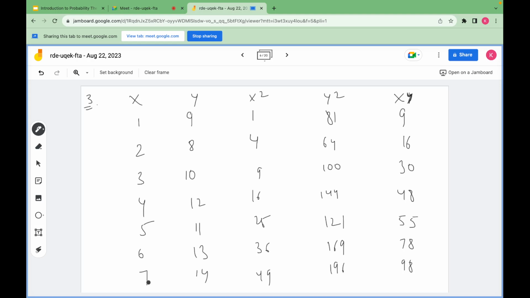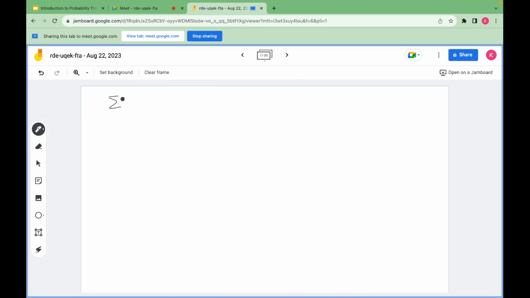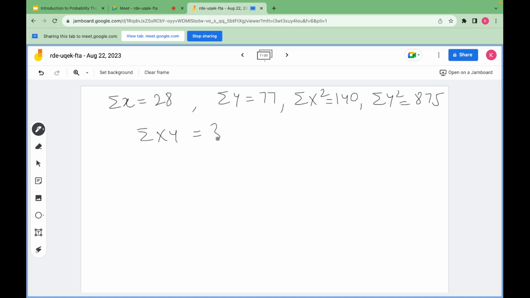Okay. So the summation of x will be 28. Summation y is 77. Summation x square is 140. Summation y square is 875. And summation xy is 334. Now x bar will be 4 and y bar will be 11, because n is equal to 7.